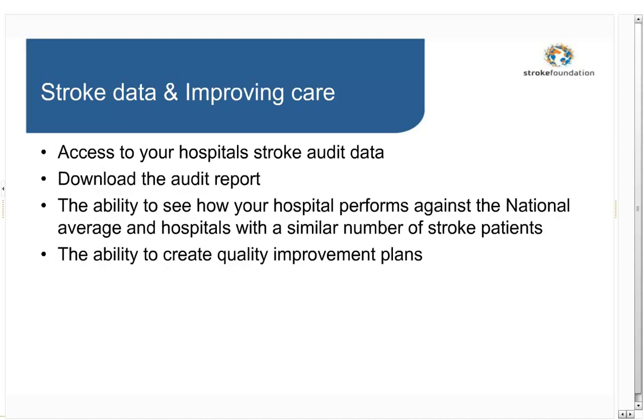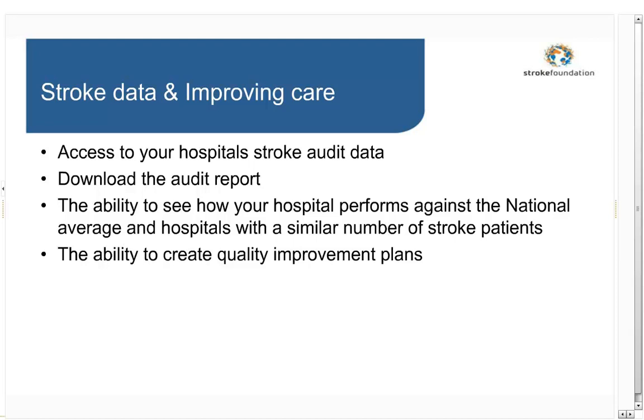So the next section of the site is stroke data and improving care. The stroke data page allows you to access your hospital's audit stroke data and create specialised quality improvement plans. You can compare your hospital's audit performance to the national average, as well as to hospitals with a similar number of stroke patients. You can also review how your hospital has progressed over time when compared to audit data from previous years. You'll notice that at this stage there is only the 2015 acute audit data available, and we hope to have the 2015 rehab audit data up here by the end of the year.